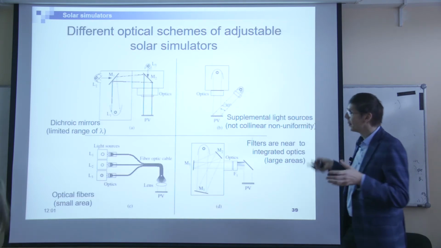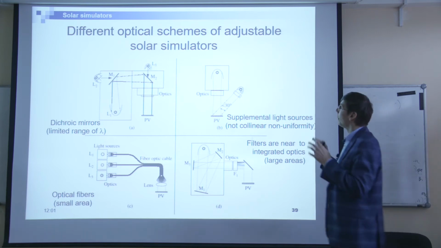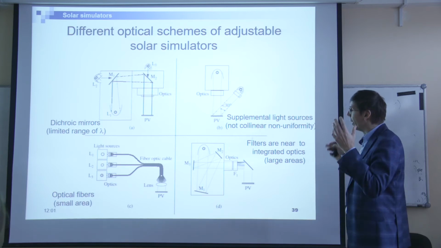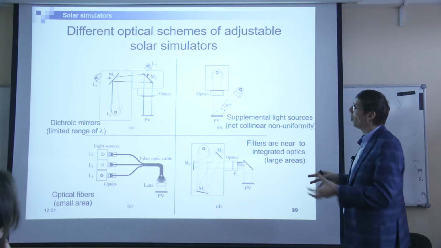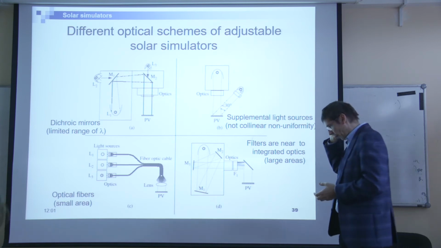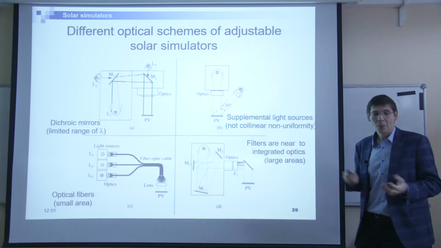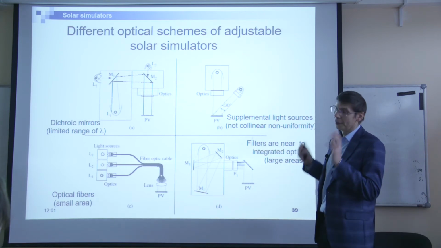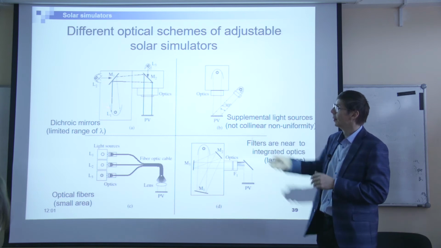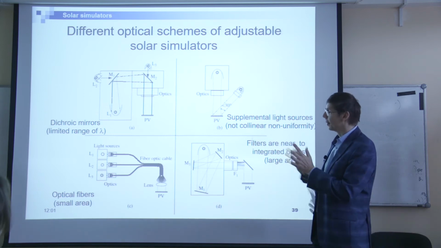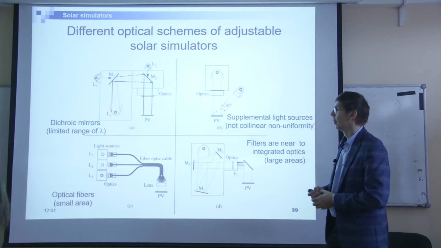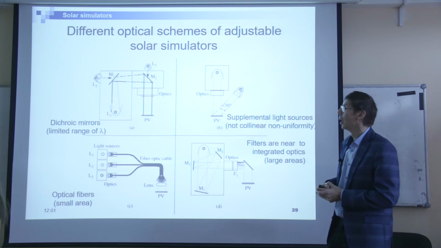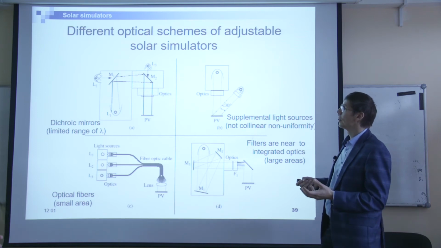So there are different optical designs for such a solar simulator. You can see the main problem: if you have only one source, it's more or less a simple optical task. You have some point source, you have some reflector, and you can manage using a more or less conventional approach. For multi-source, it's more complicated.